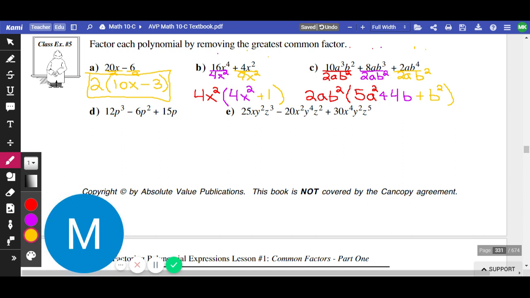Beautiful. So we can do these a little bit faster. As you get better at them, you're going to really be able to kind of rip through them. Looking at that, I can take out a 3p. I'd be left with 4p squared minus 2p plus 5. That's called removing a GCF.